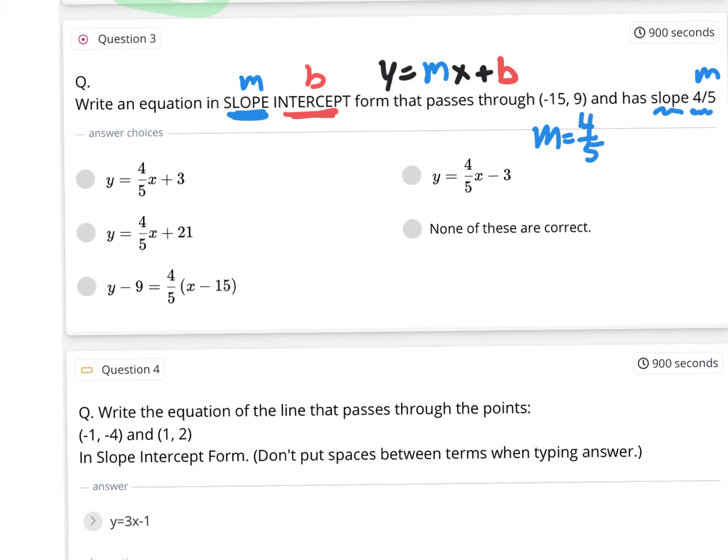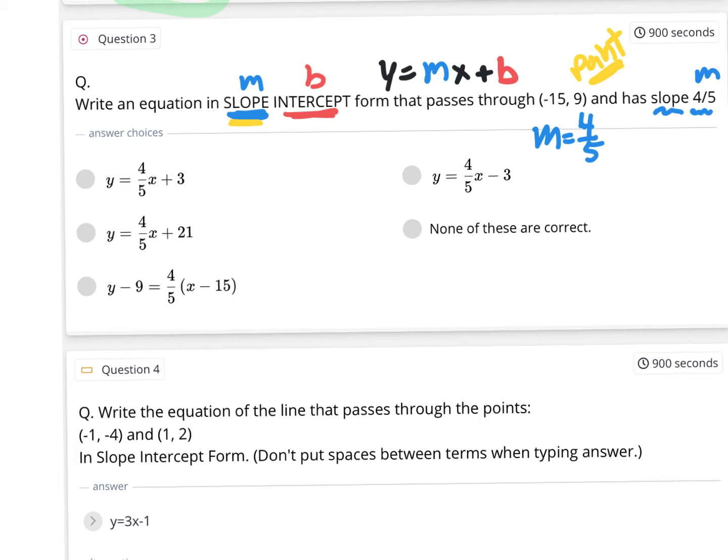But they do not give us a b value, the y-intercept, right? They give us a point. Okay, so they don't give us a y-intercept, they give us a point. So I want to write down point. So if they give us a point and a slope, then you're going to use point slope form.